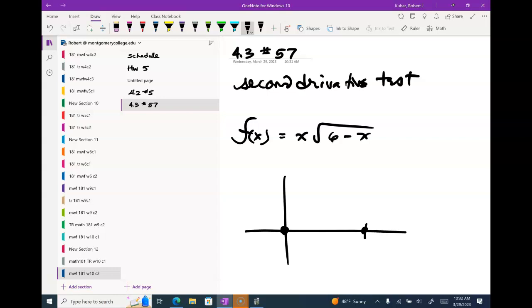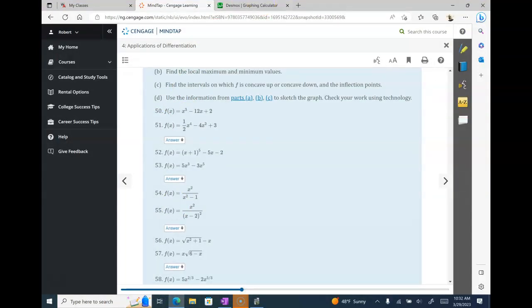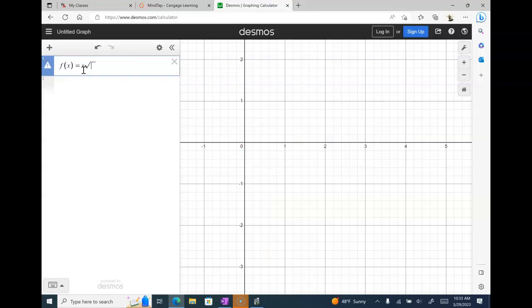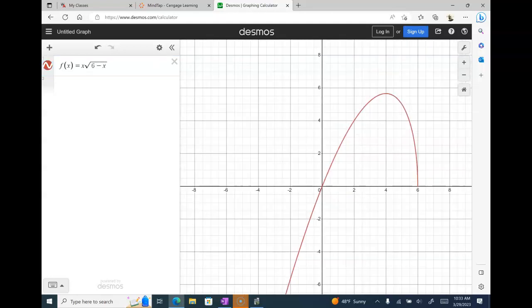So this guy is going to be positive anytime over here, and it's going to be negative for the rest of the way, right? When I put x's or negative in there, you see it's going to be a negative height, right? So, but we should graph it anyway. x square root of 6 minus x. There it is.